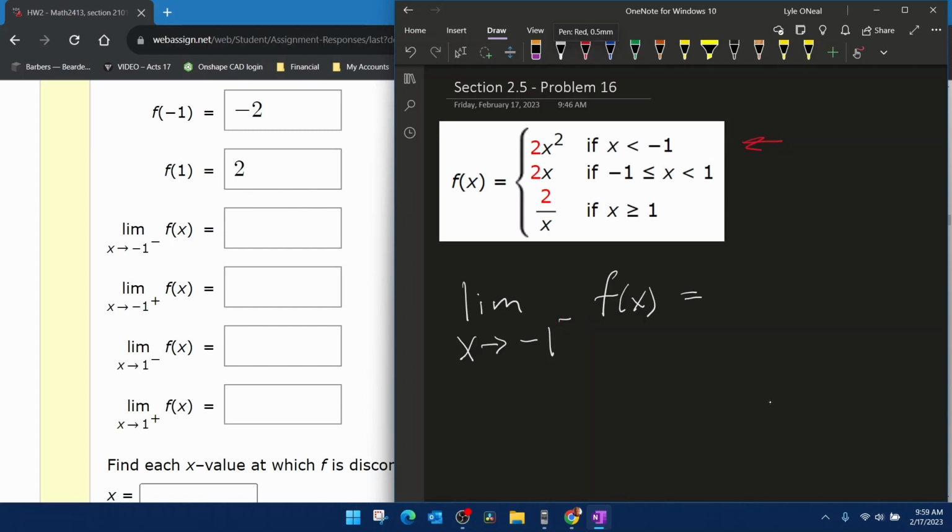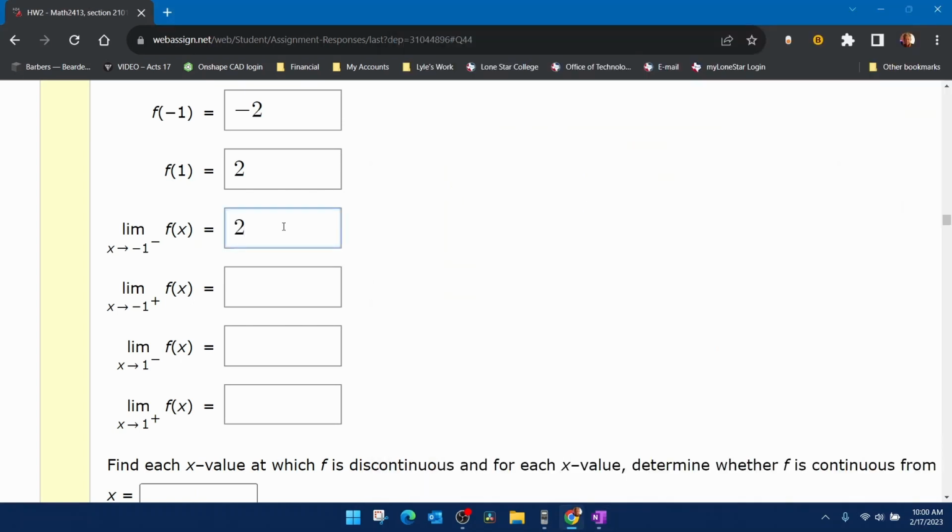Since that is polynomial, to calculate the limit, we can simply do direct substitution. Replacing x with -1 is going to give us a 2, and so we know the limit as x approaches -1 from the left would be 2. And we can go ahead and fill that in for our WebAssign.